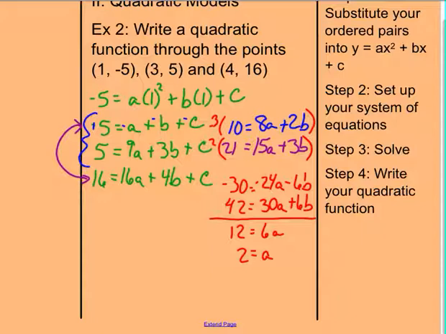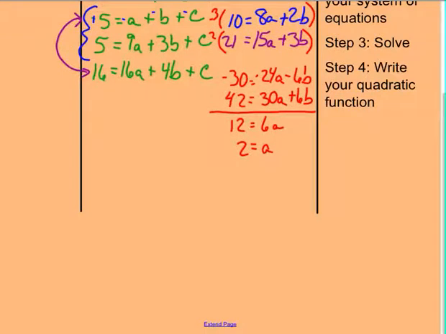Once you have one of the variables solved for, just start back substituting. We have our blue and purple equations that we can use to solve for b. My blue equation has smaller numbers, so I'm going to substitute into that one. So I've got 10 equals 8 times 2, my a value. Subtracting 16 from both sides and dividing by 2. My b value is -3.